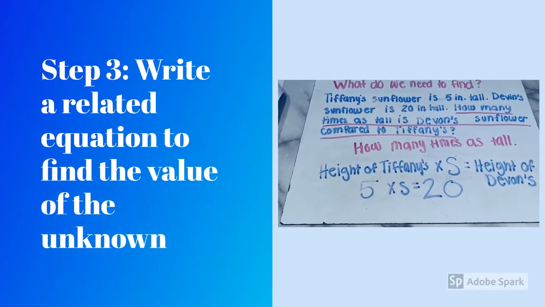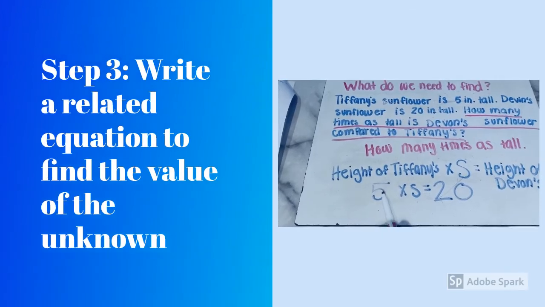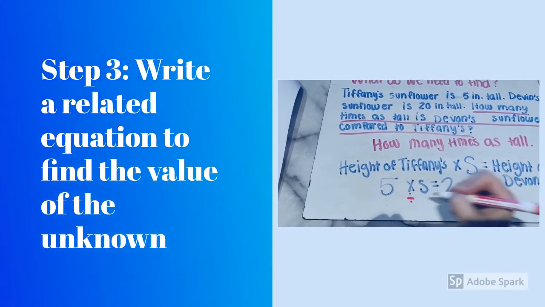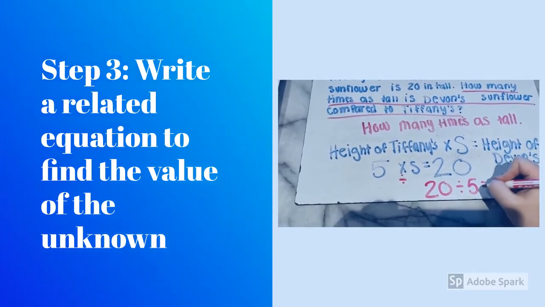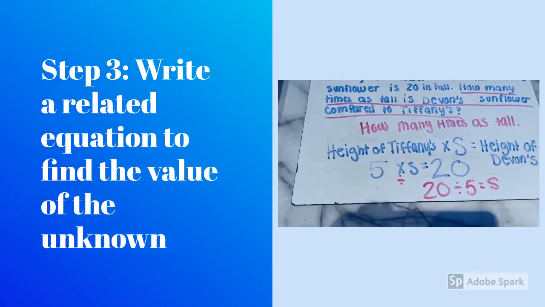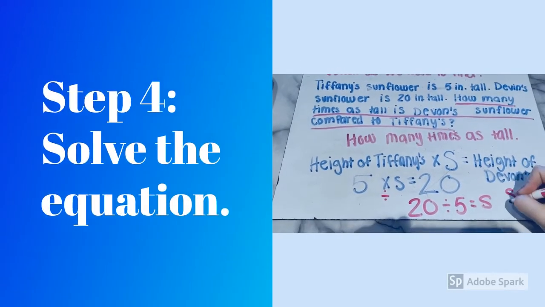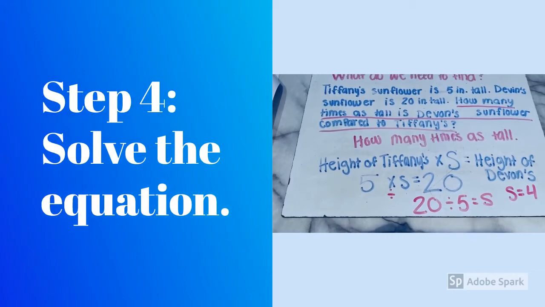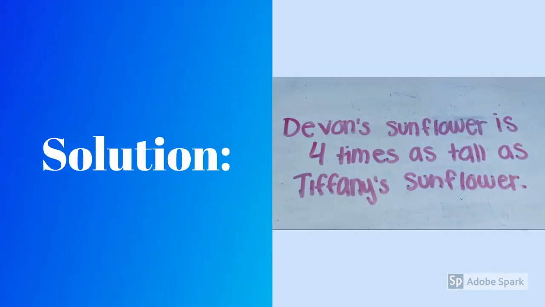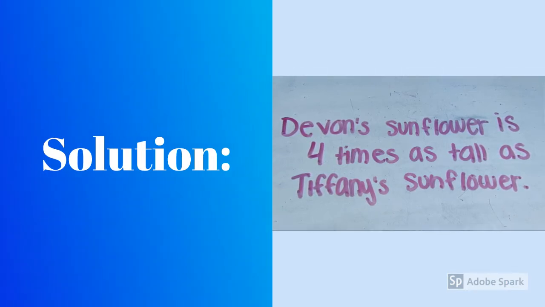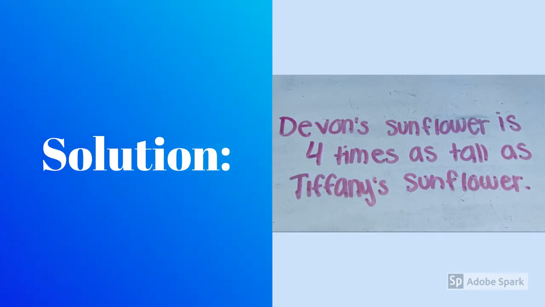Now we have to write a related equation to find the value of the unknown. What's the opposite of multiplication? Division. So our division problem would be 20 divided by 5 equals S. And this is how we'll find the value of our unknown. I know that 20 divided by 5 equals 4. So S equals 4. Our unknown equals 4, which means that Devin's sunflower is 4 times as tall as Tiffany's sunflower. If you want to check this, you can just do 5, the height of Tiffany's, times 4, and see what that equals. Does it equal the height of Devin's?